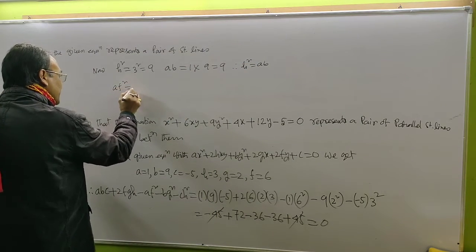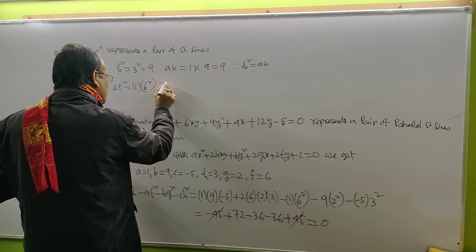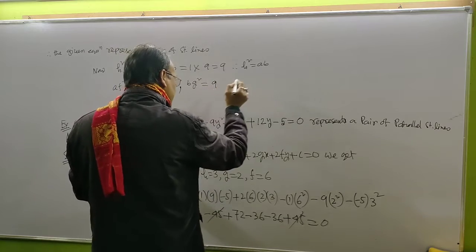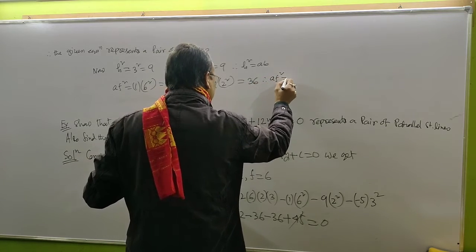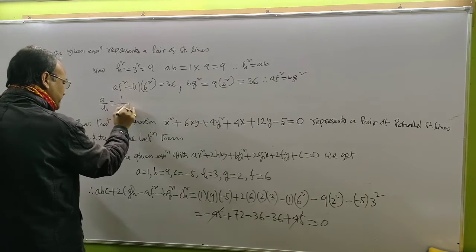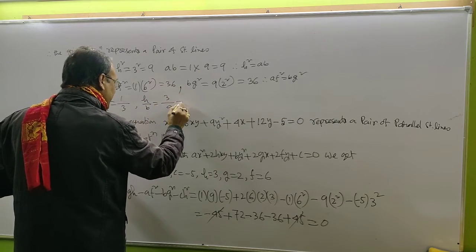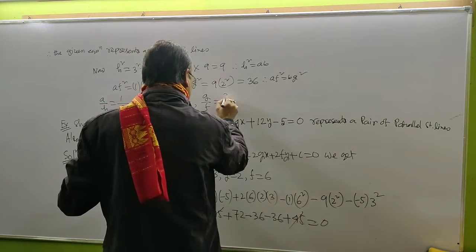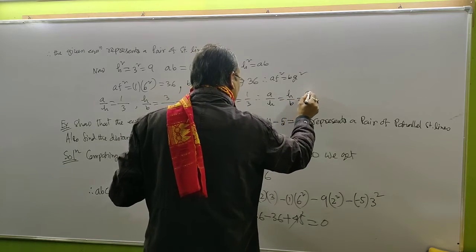af square equal to 1 into f square, 6 square, equal to 36. bg square is equal to 9 into 2 square, 36. Therefore, af square equal to bg square. a by h equal to 1 divided by 3. h by b is equal to 3 divided by 9 equal to 1 by 3. g by f is equal to 2 divided by 6 equal to 1 by 3. Therefore, a by h equal to h by b equal to g by f.